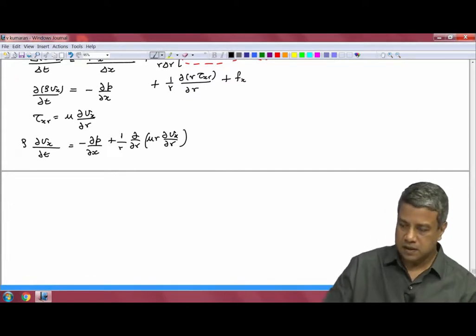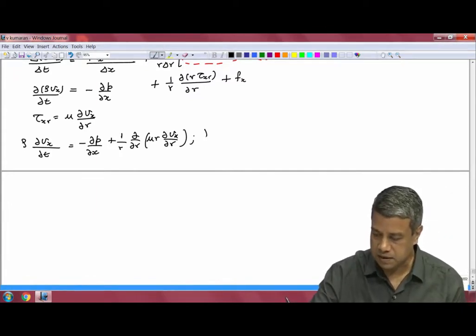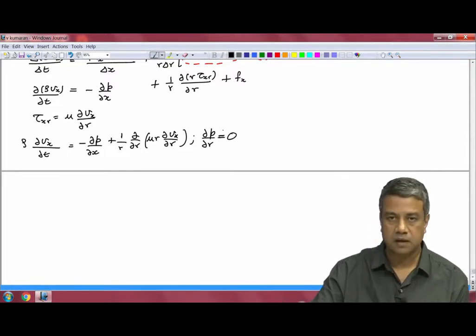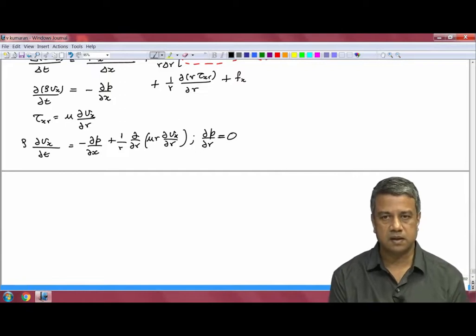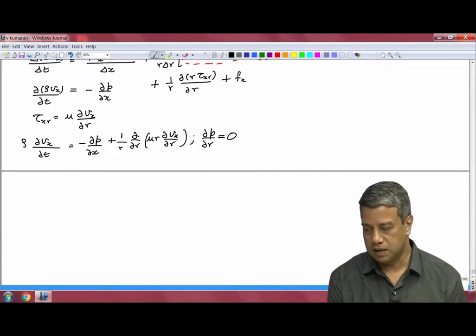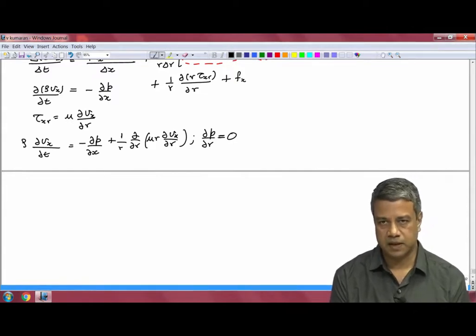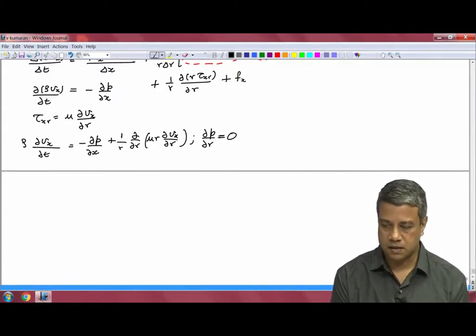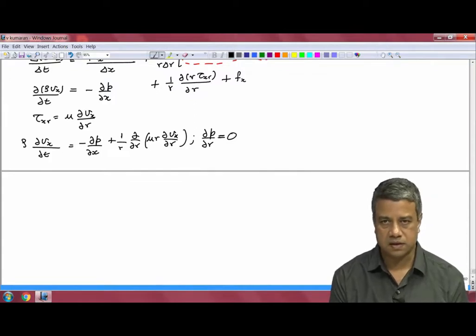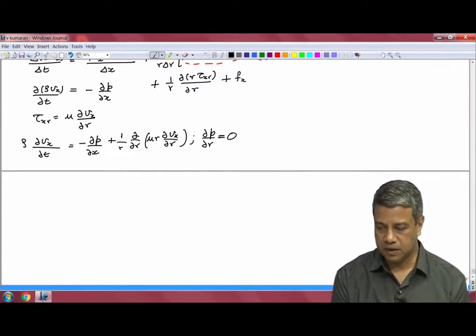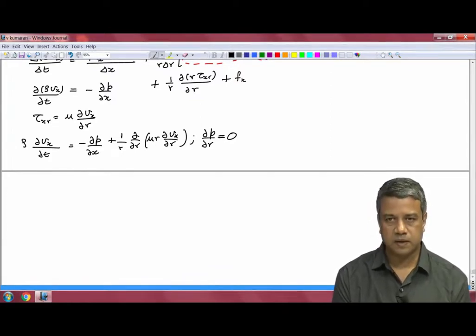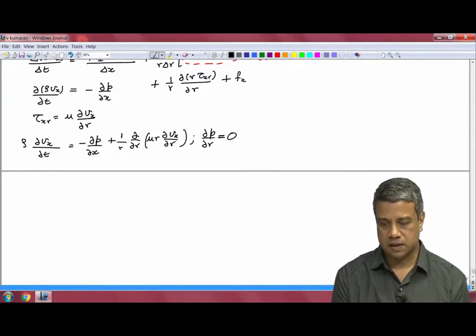So, perpendicular to the axis there is no velocity, which means that partial p by partial r has to be equal to 0. The derivative of the pressure in the direction perpendicular to the axis has to be 0 because there is no flow in that direction. That means that the pressure is a constant across the cross section. So, we know that the pressure is independent of r, but it does depend upon x. How does it depend upon x? Let us examine that.